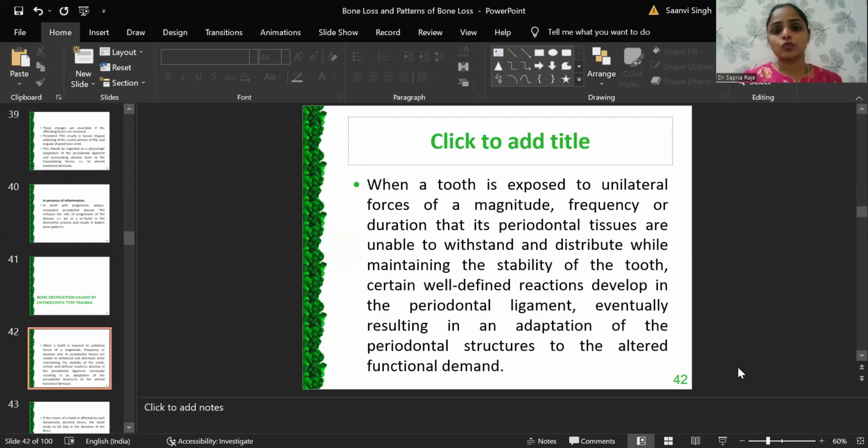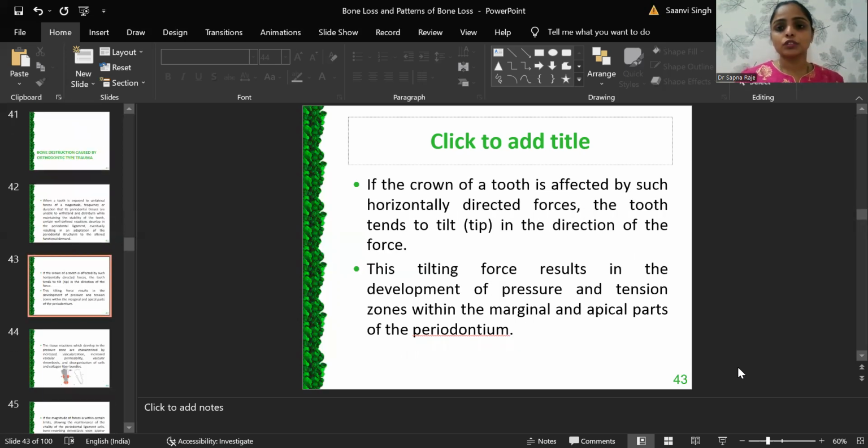When a tooth is exposed to unilateral forces of magnitude, frequency or duration that its periodontal tissue can distribute while maintaining the stability of the tooth, certain well-defined reactions develop in the periodontal ligament, eventually resulting in an adaptation of the periodontal structure to the altered functional demands.